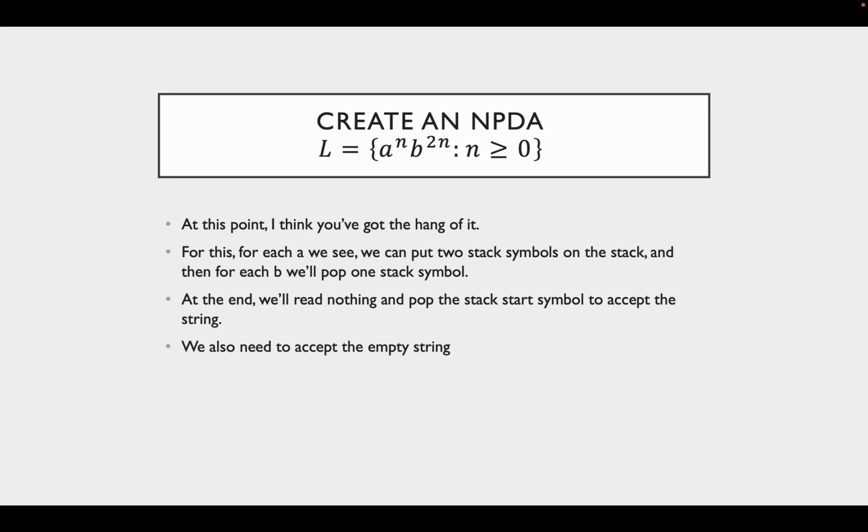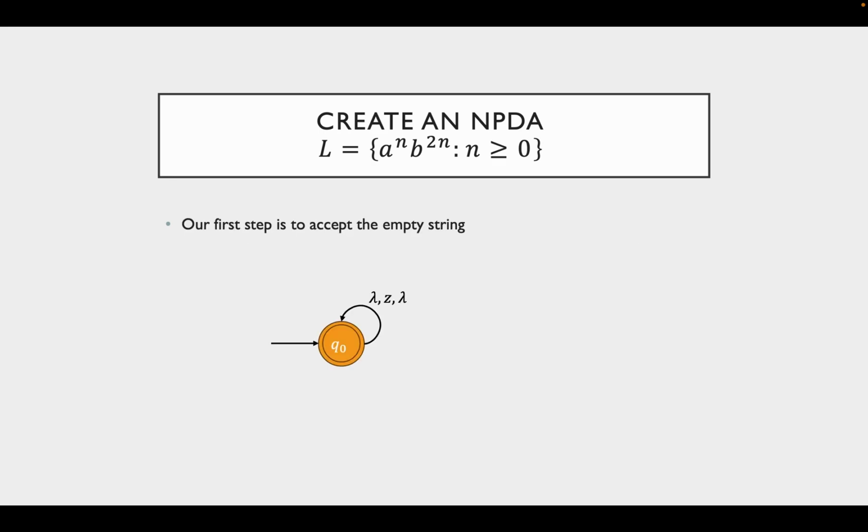So here what we're doing is every time we see an A, we're going to put two A's on the stack. And then when we read a B, we'll pop one of the A's. This allows us to have double the A's that we actually read and then use them as a counter for our B's. Our first step is to accept the empty string.